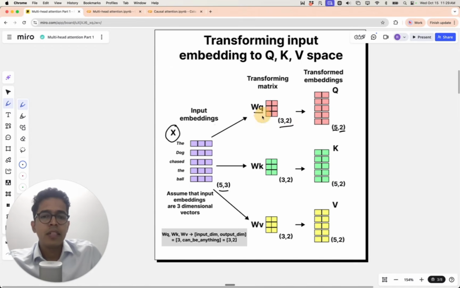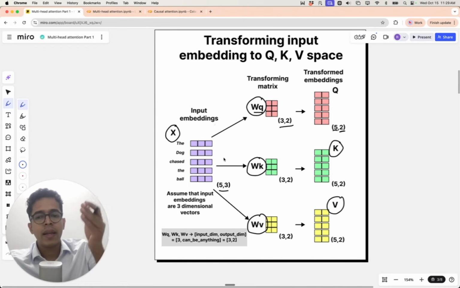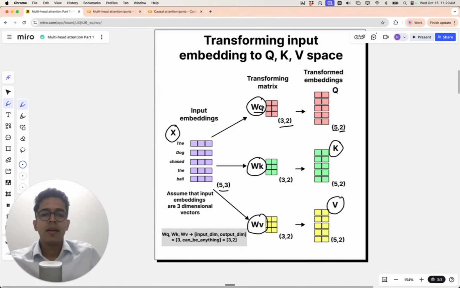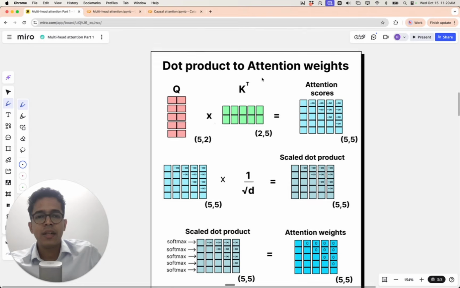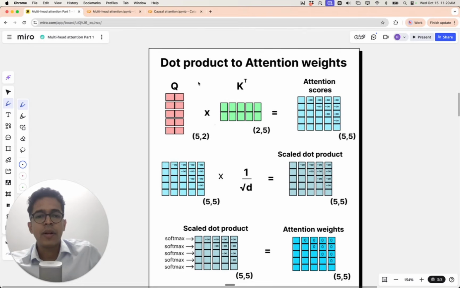This transformation matrix was the query weight matrix, which is a trainable matrix. Like this, we have another trainable matrix to convert the same input embeddings into keys and another to convert them into values. So these three are the trainable matrices which perform the transformation of the input into queries, keys, and values. Now, once we have these three, first we calculate the attention weights. So first, we try to get the attention scores.